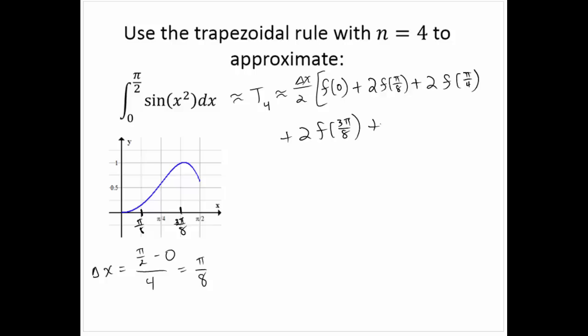And then when we get to the left boundary, we would only have f of pi over 2. I'm sorry, the right boundary. I said left. All right, so now our delta x is pi over 8, and pi over 8 over 2 is... pi over 16. And now, again, I'm going to use the calculator to find this approximation.